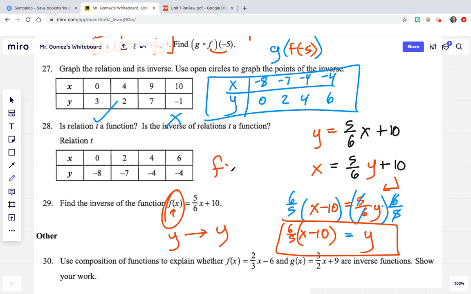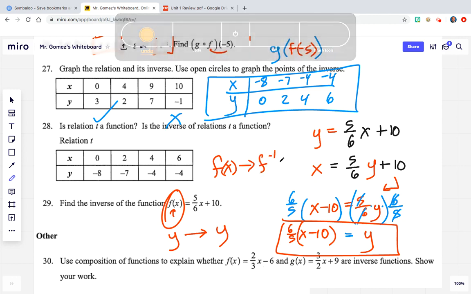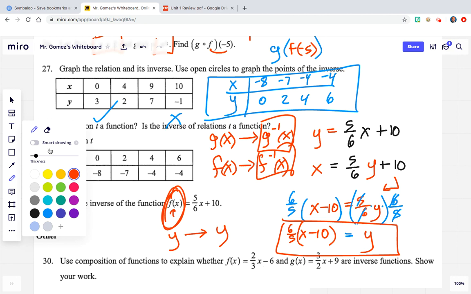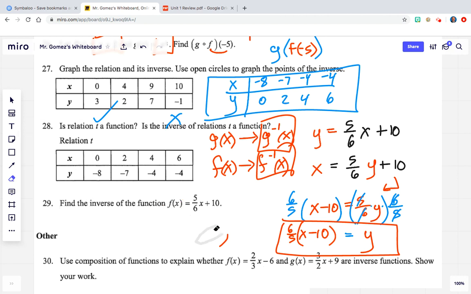But if you're given f of x, the inverse is going to be written like this, the inverse of f of x. Let's say that you were given g of x, and you were trying to find the inverse of g of x, you would write the inverse of g of x. It looks like it's g to the negative 1, but that's not how we read it. We read it as inverse of g of x and inverse of f of x. All right, so let's go ahead and finish this piece off real quick.